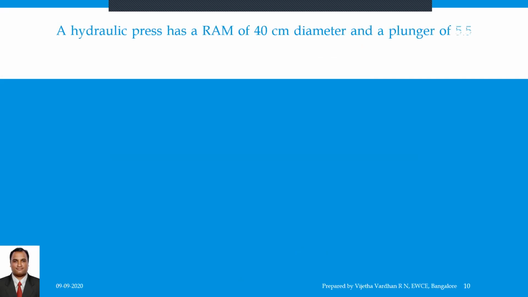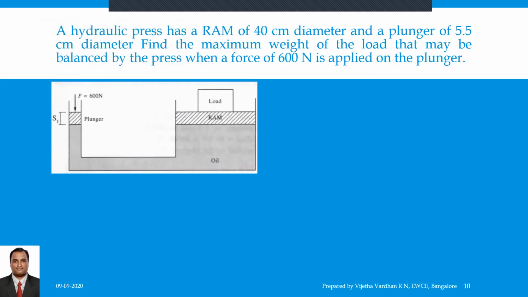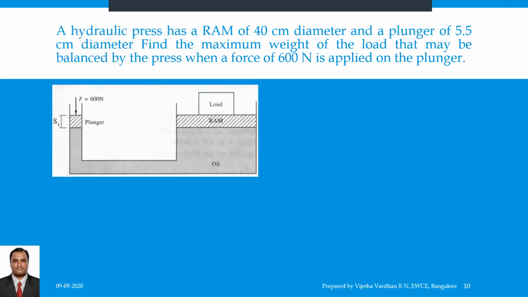A hydraulic press has a ram of cylinder 40 centimeter diameter and a plunger of 5.5 centimeter diameter as shown in the figure. Find the maximum weight or load that may be balanced by the press when a 600 Newton force is applied on the plunger.